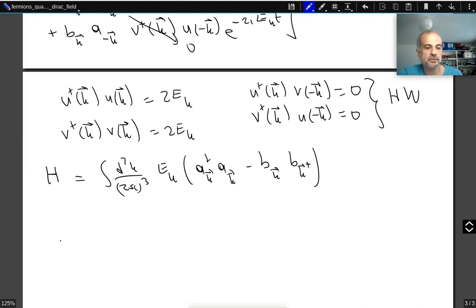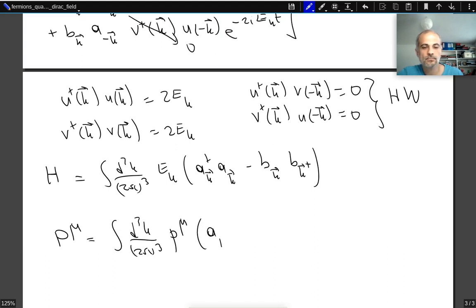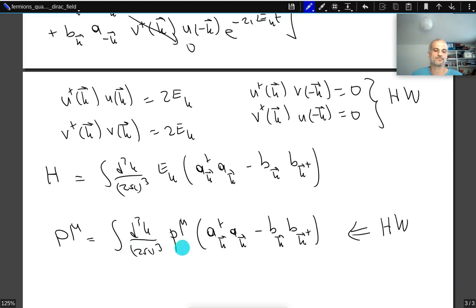And in fact, you can go ahead and calculate the energy momentum operator, P mu, will be just d cubed k divided by 2 pi cubed K mu, ak dagger ak minus bk, bk dagger. And this is your second homework to actually show this relation. No, not P mu, K mu.